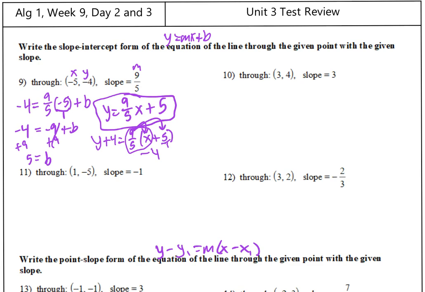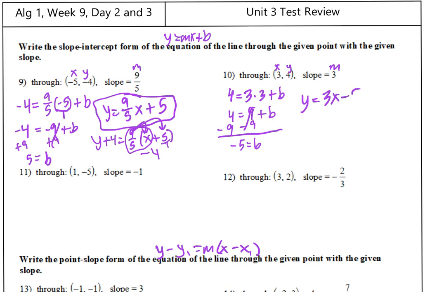Let's look at 10. X and y and m. Plug it in. So 4 equals 3 times 3 plus b. So that means 4 equals 9 plus b. So I subtract 9, -5 equals b. So y equals 3x minus 5.